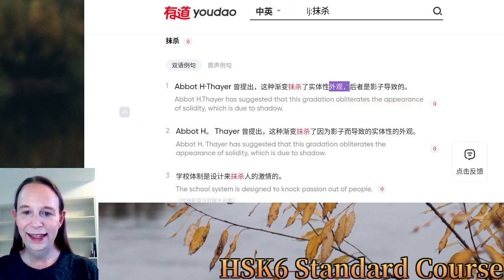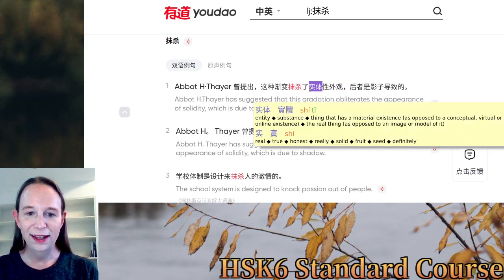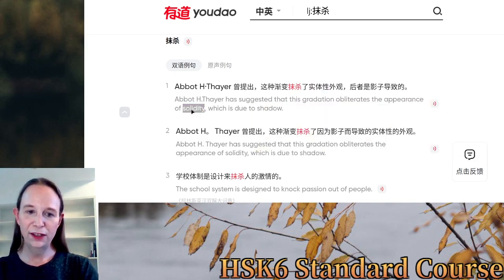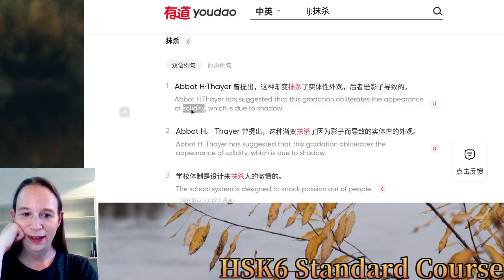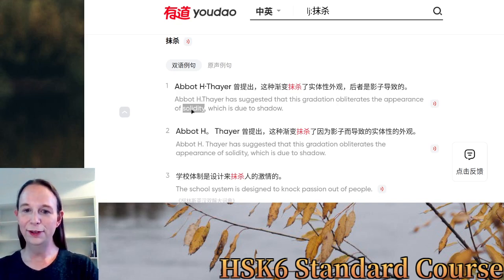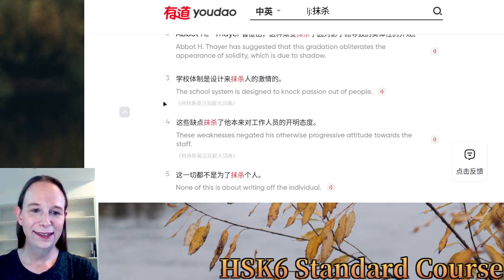外观 the external appearance, the outward appearance of 实体性 here is solidarity. 实体 is a solid body in physics. This feels a little translated to me. Is that really the best translation?